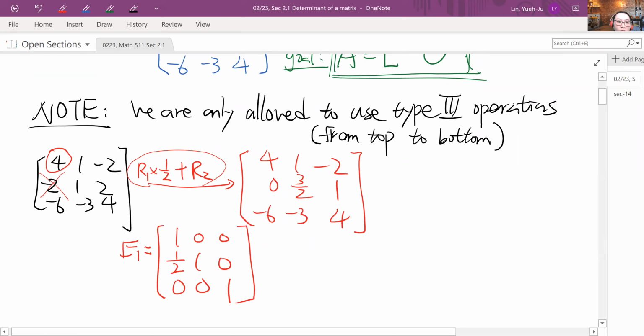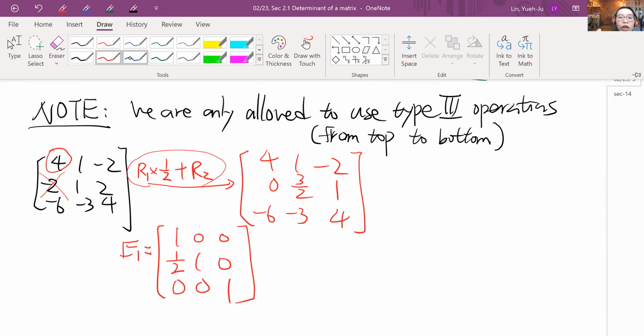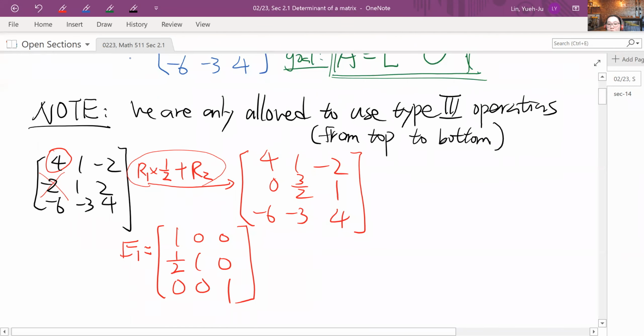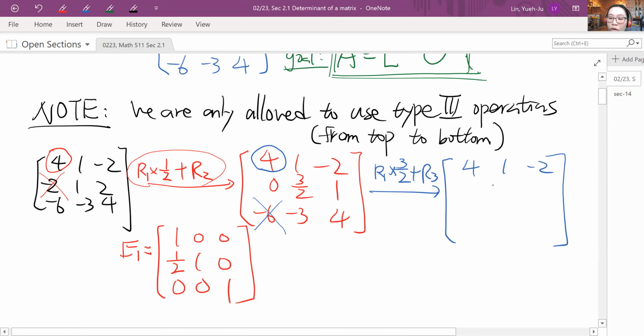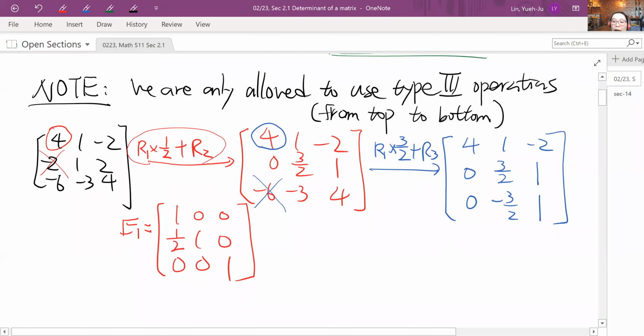Okay, and you just keep doing what you did. Your goal is to turn it into upper triangular, so the process is the same. I still use this pivot 4. I want to eliminate this -6. So I'm going to take row 1 times 3/2 and add it to row 3. So then, this would be 0, minus 3/2, and 1 here.